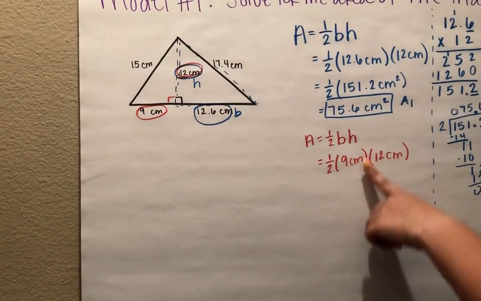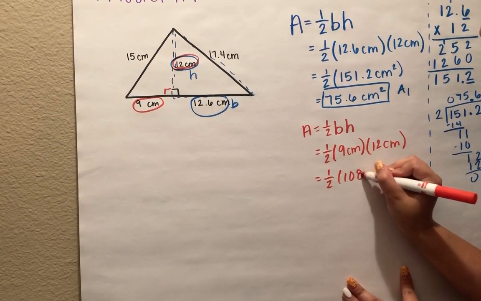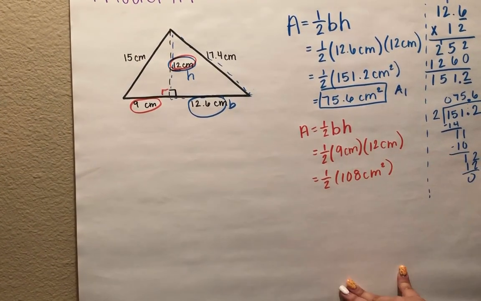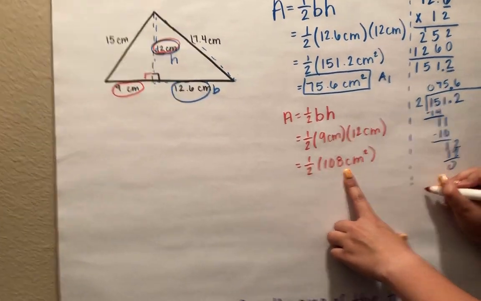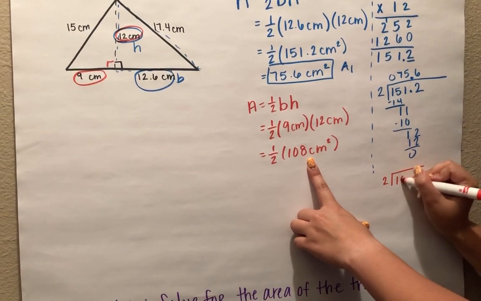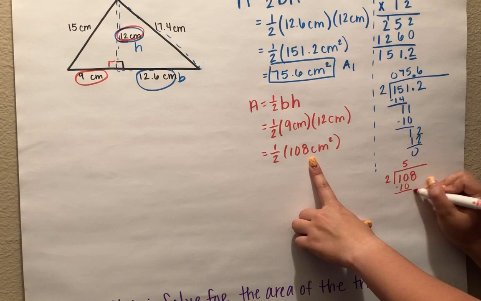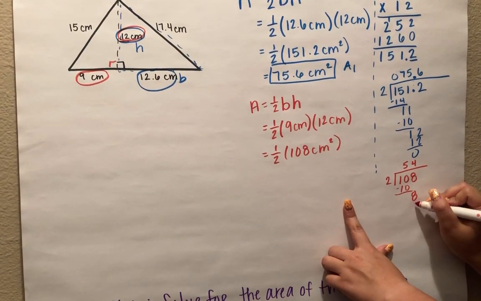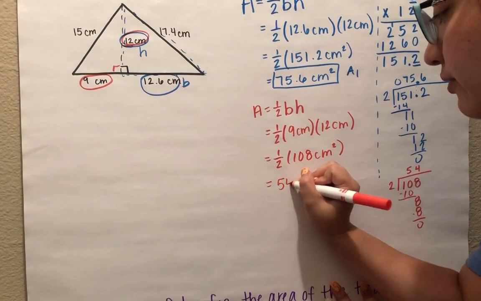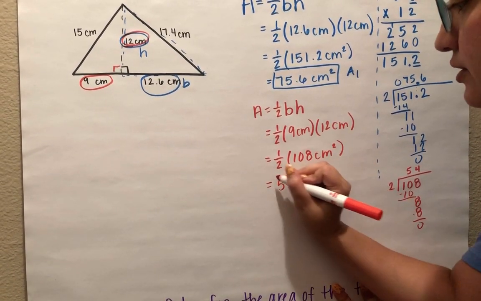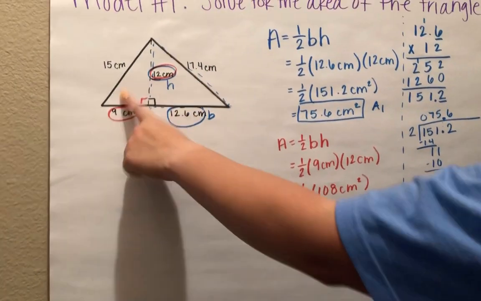I know that 9 times 12 is 108 centimeters squared. I know that multiplying by 1/2 is the same thing as dividing by 2, so I'm going to divide by 2. 2 goes into 10 5 times, and it goes into 8 4 times. So final answer here is 54 centimeters squared, and this is the area 2. So we found area 1 and area 2.